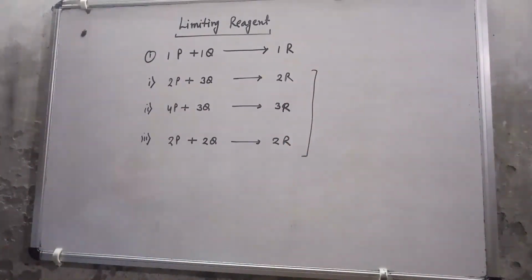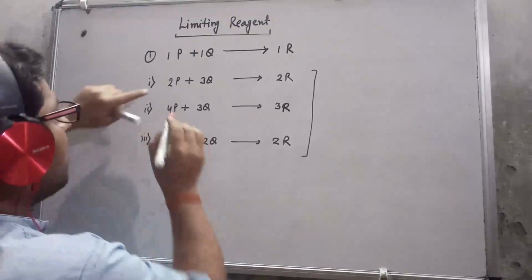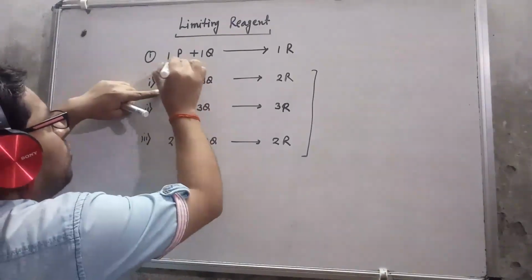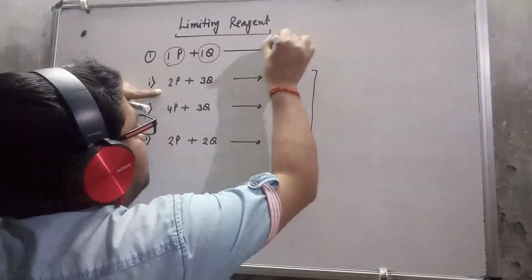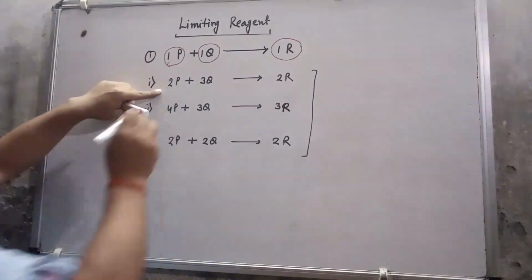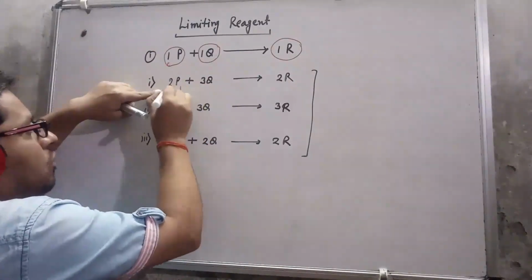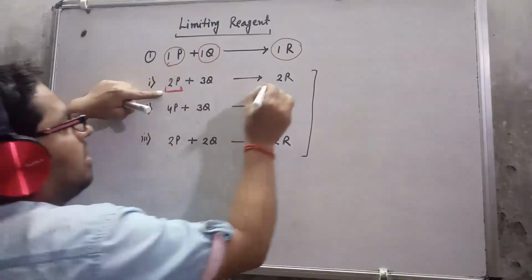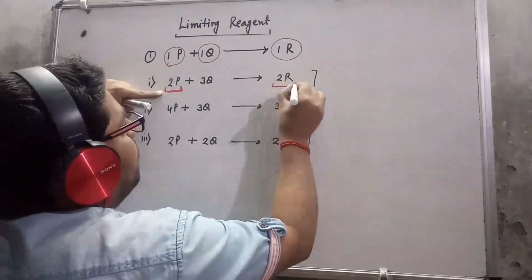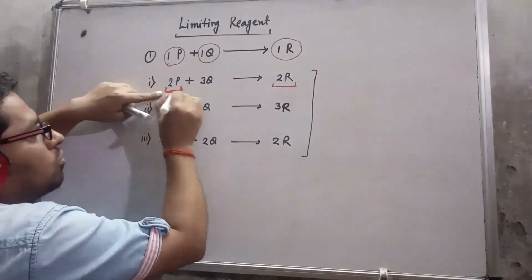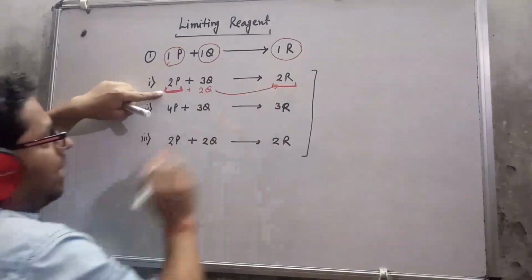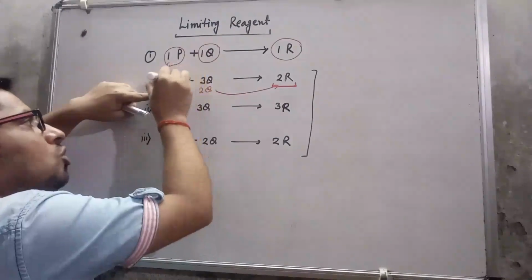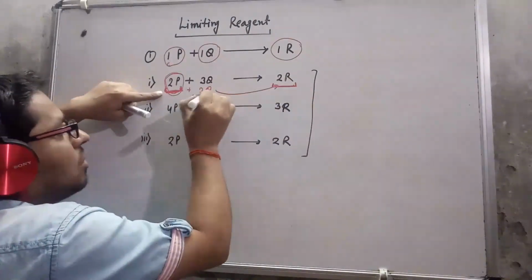What is the limiting reagent? So, how to go about finding it? Please check. 1 mole of P combined with 1 mole of Q gives us 1 mole of R. So here, 2 moles of P give 2 moles of R. That means 2 moles of P combined with 2 moles of Q give 2 moles of R. So P is totally consumed when R is formed, but Q is left.